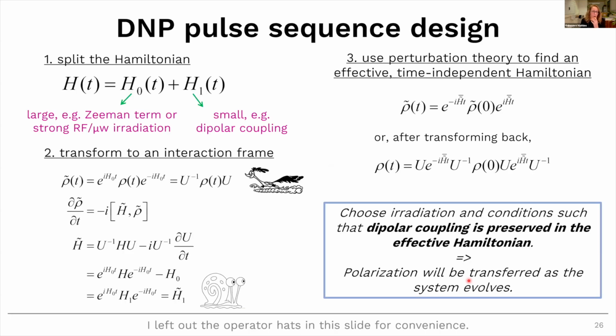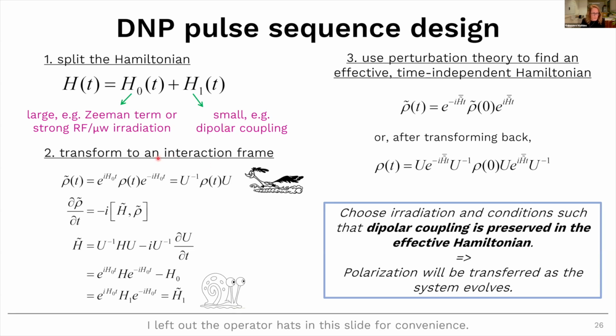Okay, so how do I now go about designing a DNP pulse sequence? The first step is that you split the Hamiltonian into two parts. A large part contains the large terms, so in our case, the electron and nuclear Zeeman terms, and also the strong microwave radiation. The other part contains the small terms that describe the interaction that is going to be responsible for our transfer of polarization. In our case, that's the dipolar coupling between the electron and the proton.